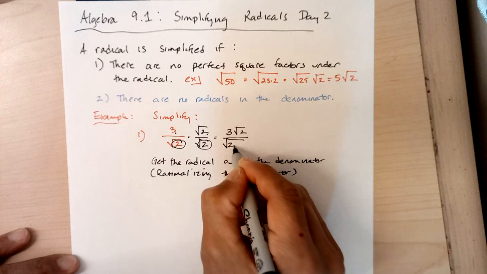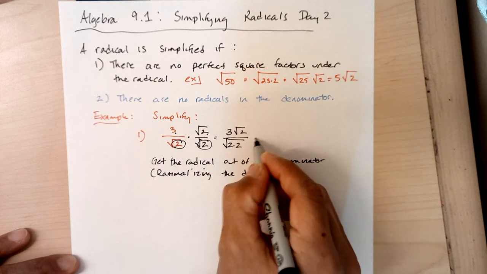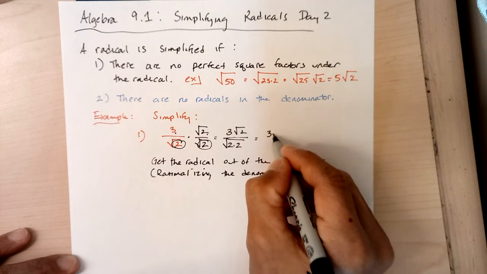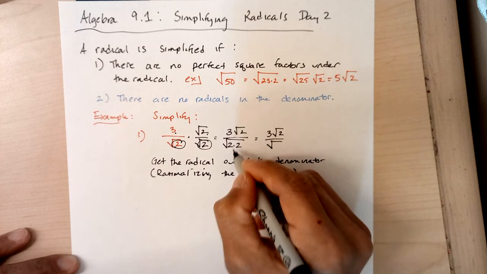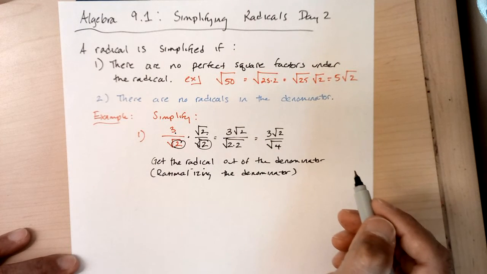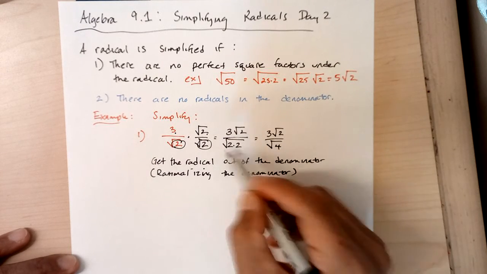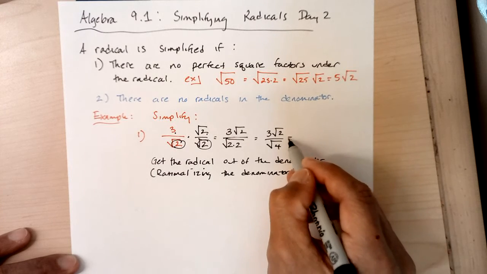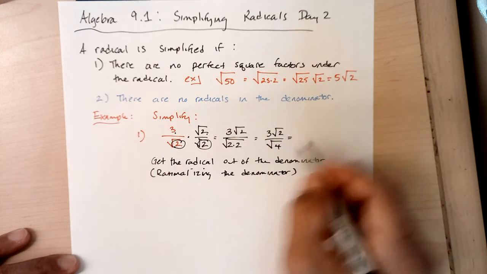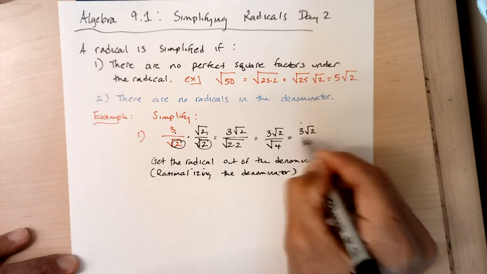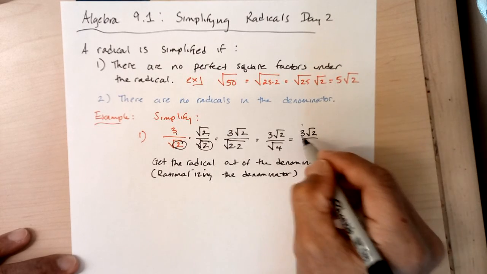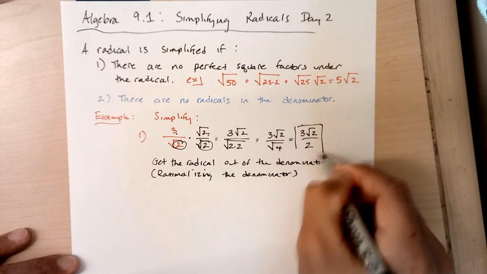So it would look like this: square root of 2 times 2. Maybe you skip this step and then just write it as 2 times 2 is 4, so that's the same as the square root of 4. We can simplify this. The square root of 4 is just 2. So 3 square root 2 divided by 2.